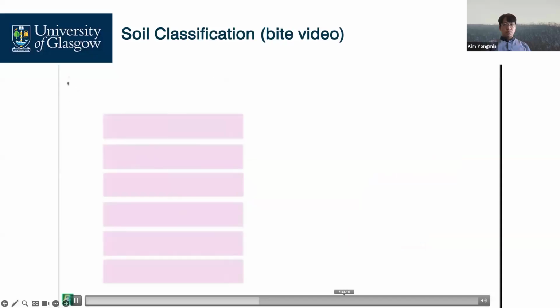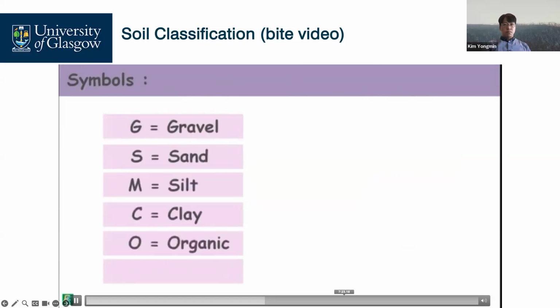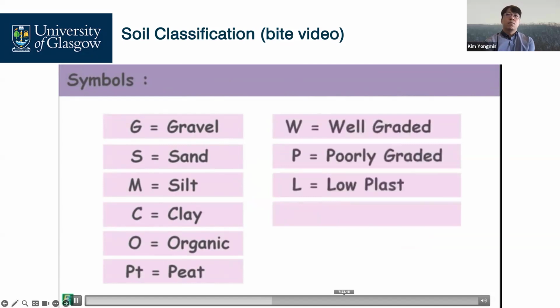These are some symbols used in the system to classify the soils. G is for gravel, S is for sand, M for silt, and C for clay. O is organic, and Pt is for peat. Peat are highly organic soils. It also uses symbols W for well graded, P for poorly graded, L for low plasticity, and H for high plasticity.